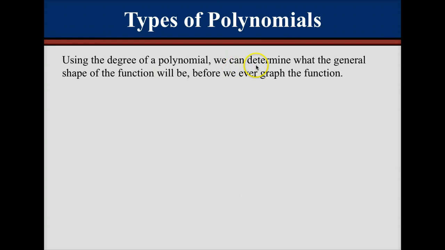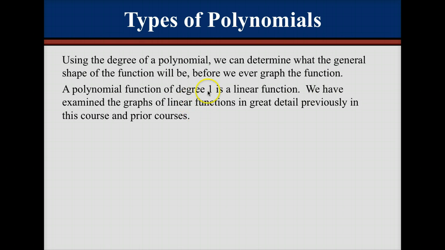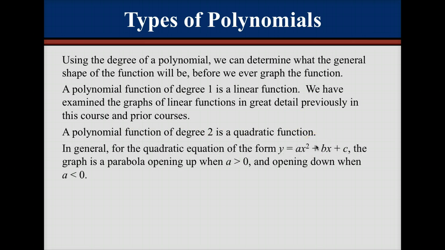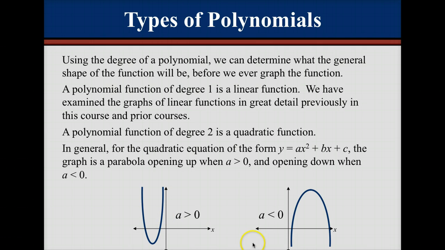Using the degree of a polynomial, we can determine what the general shape of the function will be before we ever graph the function. A polynomial function of degree 1 is linear. We have examined graphs of linear functions in great detail previously in this course and prior courses. A polynomial function of degree 2 is quadratic. Written in this form, the graph of the parabola opens up when a is greater than 0, and when a is less than 0, it will open down. So here a is greater than 0, and on this one a is less than 0, so it's negative.